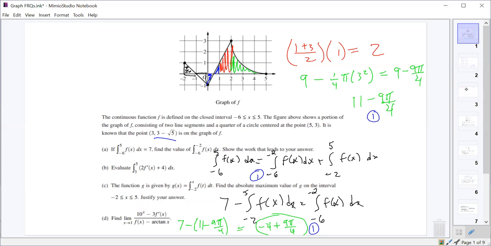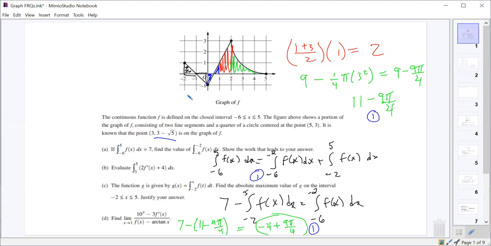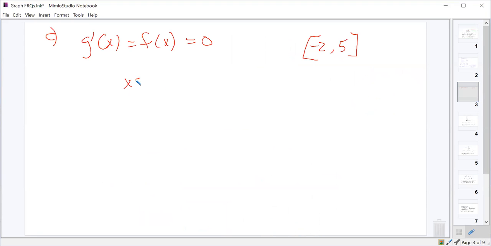-2 to 5. I should probably use the right values. So from -2 to 5, it equals 0 at -1, and it equals 0 at 1/2. So x equals -1, x equals 1/2.